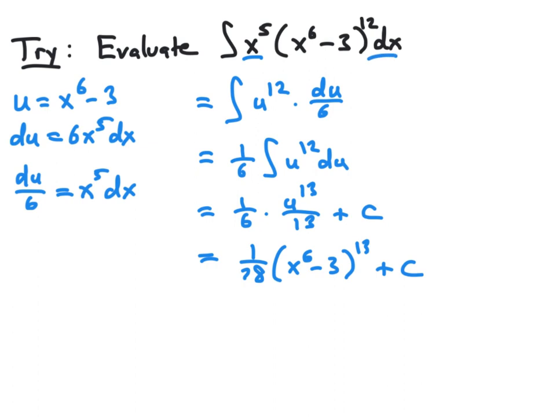And so we substitute u and du over 6 into our integral to get the integral of u to the 12th times du over 6. We can factor out the 1/6 outside the integral. The antiderivative of u to the 12th is u to the 13th over 13. And combining the constants and substituting x to the 6th minus 3 in for u results in the value 1 over 78 times x to the 6th minus 3 to the 13th power plus c.